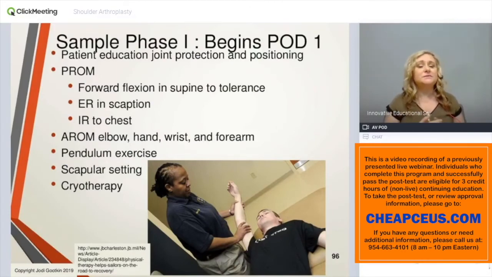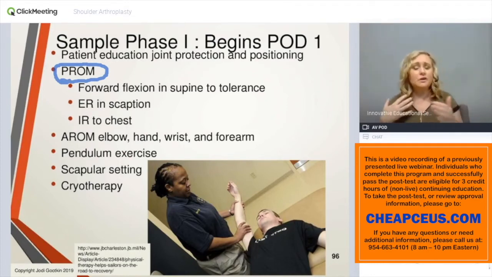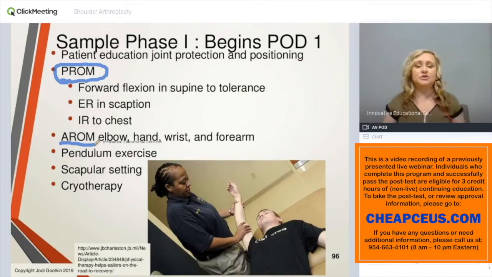During phase 1, some sample interventions that you might be performing with the patient in the protected ranges that your specific physician indicates, might just be passive range of motion, just to maintain some of the extensibility of those tissues around that shoulder. And then we're looking at active range of motion more distal on the extremity.